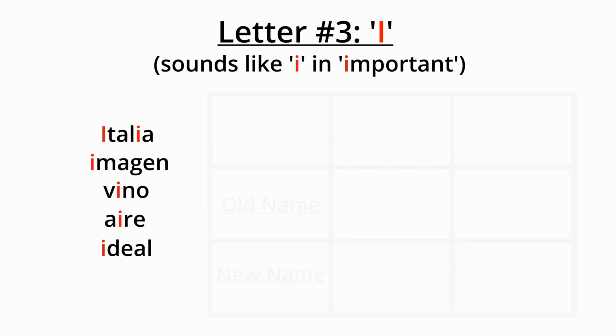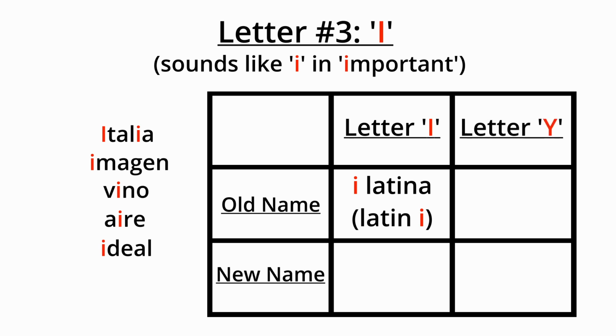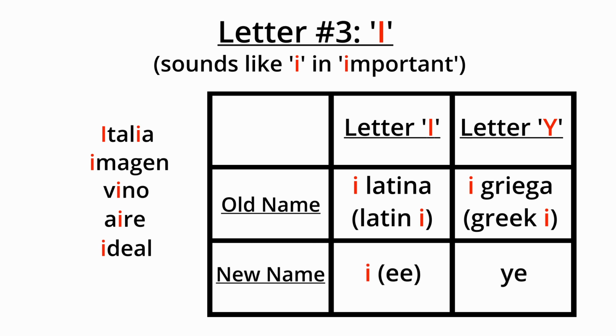One thing to notice is that the letter I can also be called I Latina, or Latin I in English. As far as I know, the name I Latina was used to help distinguish it from Y or Greek I. Now both letters were changed and their official names are I and Ye. The confusing part is that this change happened relatively recently, which means that most people still call Ye Y, and sometimes you may hear I Latina being used instead of just I.